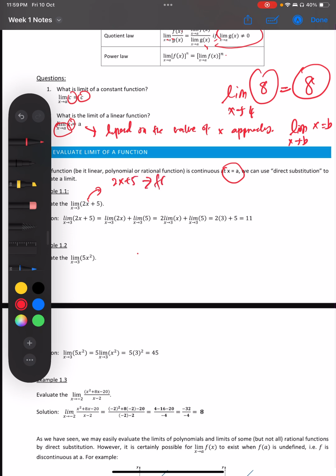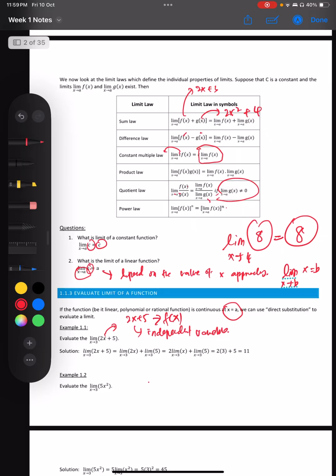So this is actually f(x) here, where x is the independent variable, right? So it is a linear function. You only have 2x plus 5. 5 is just a constant number, and 2x here. So it's linear. So what is the answer if the limit as x approaches 3? We use the sum law here.